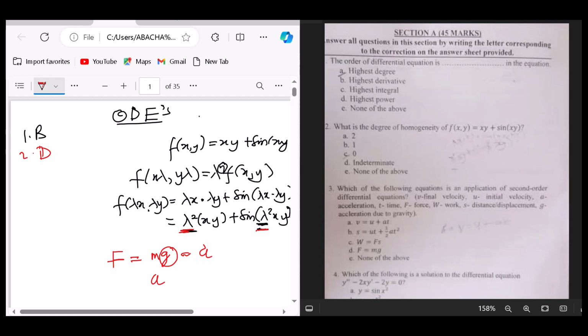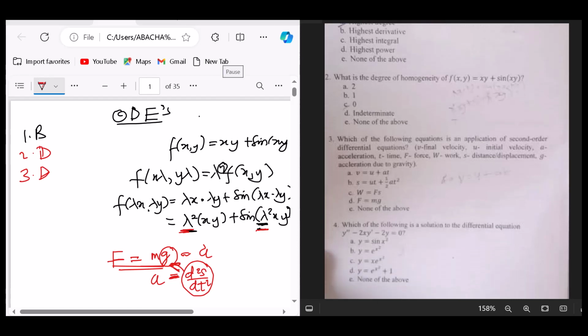We know that acceleration is equal to d squared s over dt squared. We know that this is acceleration, and so this is a second order. It makes the whole thing become a second order differential equation. So the answer for number 3 is D. That's all. Now let's look at number 4.